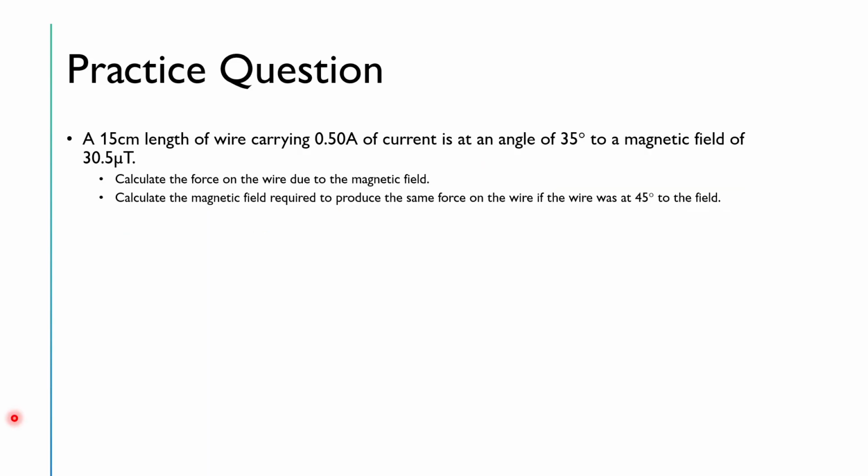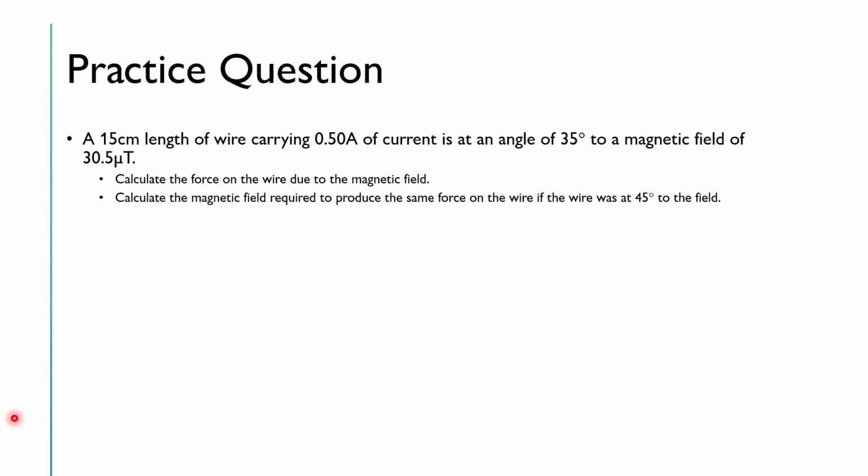So our practice question for today, we have a 15 centimeter length of wire carrying half an amp of current at an angle of 35 degrees to a magnetic field. That field has a strength of 30.5 microtesla. First off, we're going to calculate the force of the wire due to the magnetic field, and then calculate the magnetic field which is required to produce the same force on the wire if it was set 45 degrees to the field.